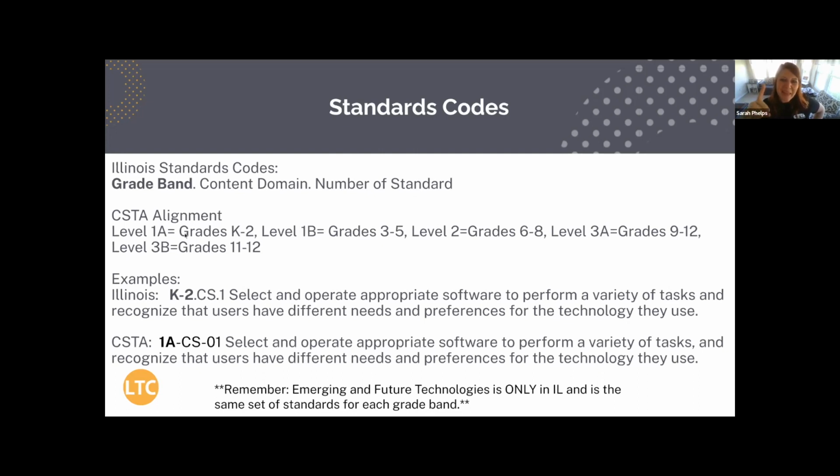So 1 means elementary. 1A is your early elementary, so K2. 1B is your later elementary, 3.5. Level 2 is middle school, 6.8. It's all by itself. And then level 3 is high school. 3A is something that would be 9 through 12, so it's more introductory. 11 through 12 is 3B, and that's going to be your more complicated or more advanced concepts. So you can take a CSTA standard and you can look at it and you can interpret it into the Illinois standards and vice versa. So if you find a resource and it's aligned to one and not the other, that's okay.